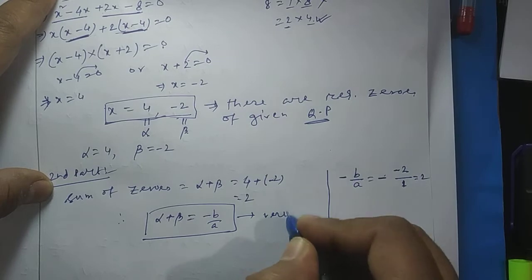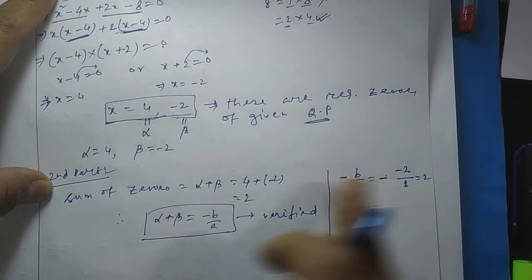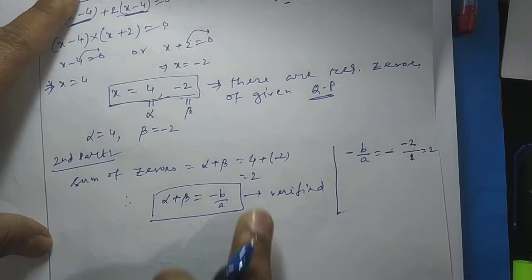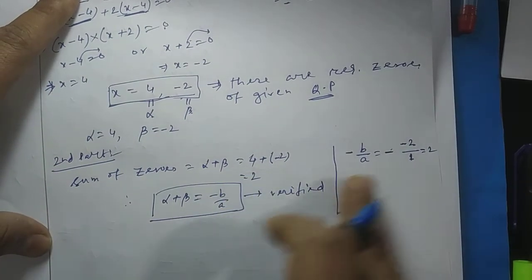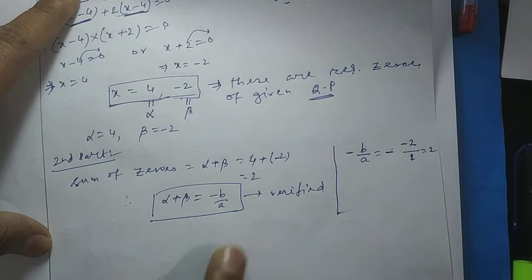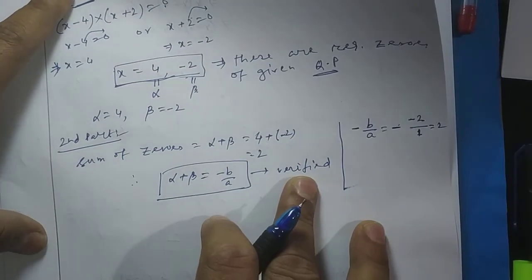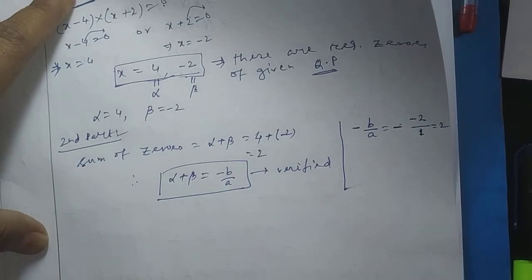So you have to write down verified. If they are not equal, then you have to write not verified. But here both are equal, so you have to write down it is verified. So my first relation has been satisfied. Now let us come to the second relation.